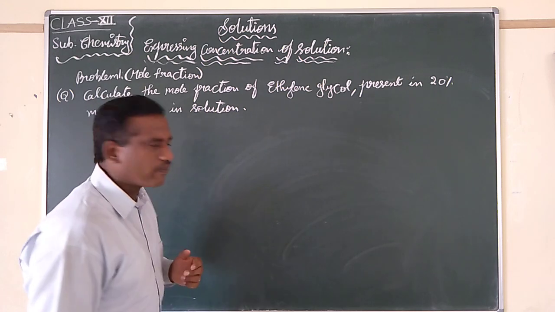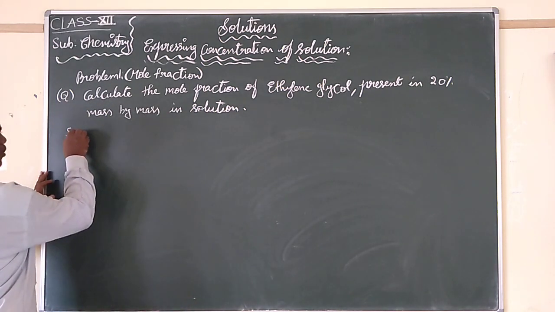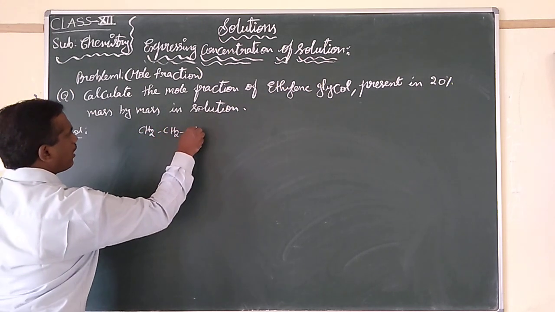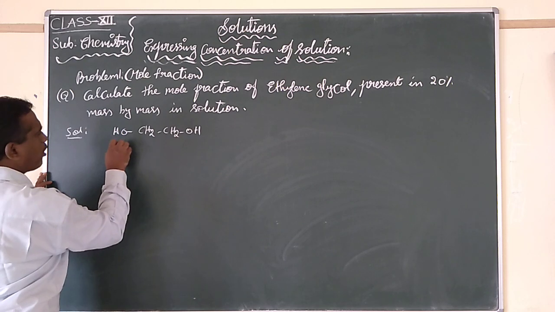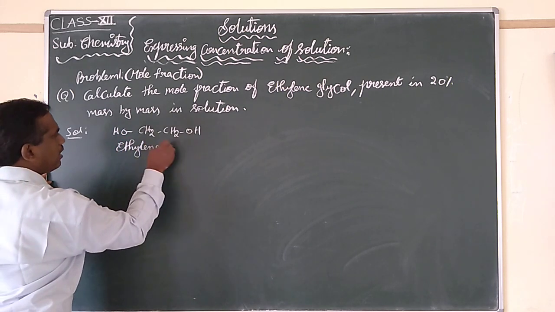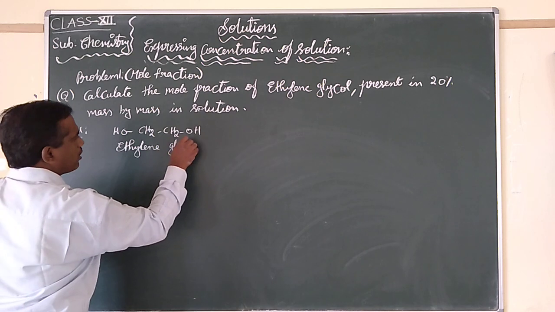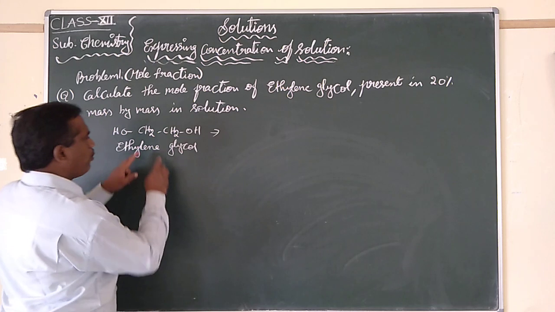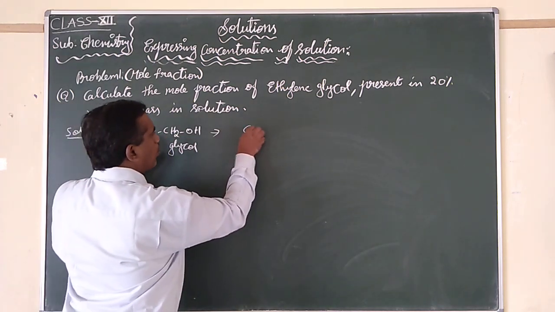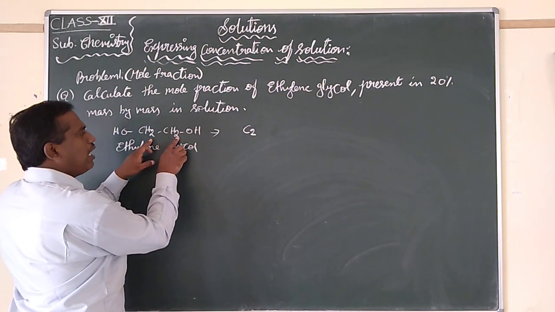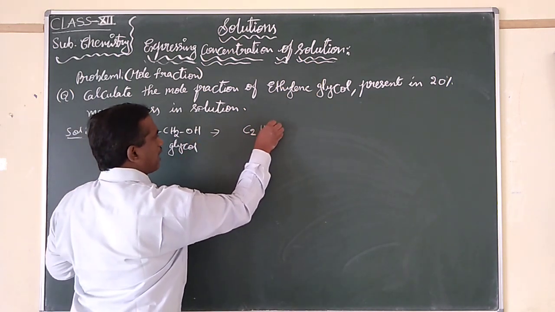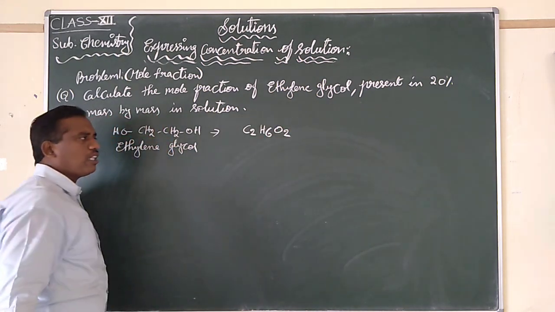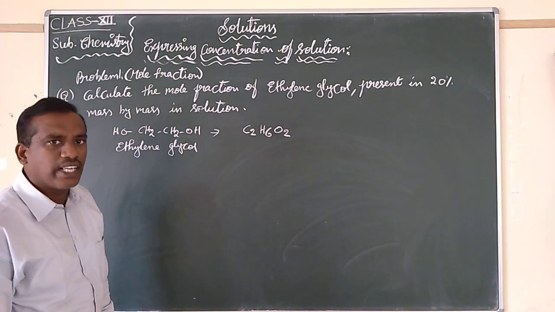Whenever we take ethylene glycol, we must know its formula. The formula of ethylene glycol is as follows: CH2, CH2, with OH on both sides. But how do we give the molecular formula? How many carbons are there? 2 carbons. How many hydrogens? 4 and 2, so 6 hydrogens. How many oxygens are present? 2 oxygens. So this is the molecular formula of ethylene glycol, C2H6O2.